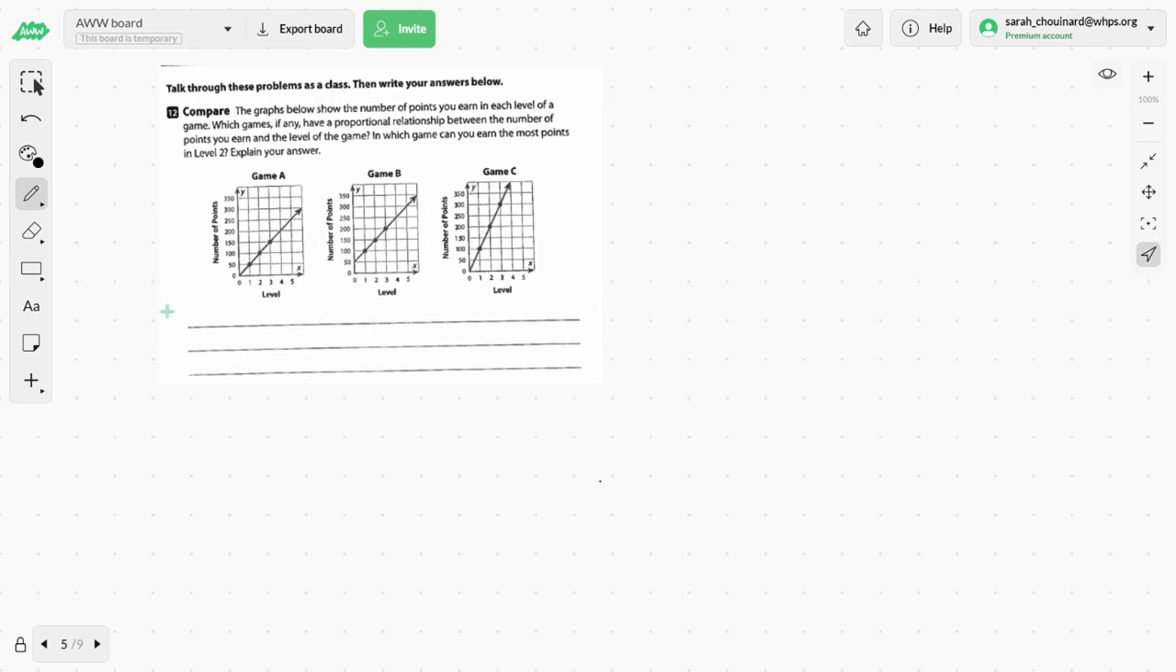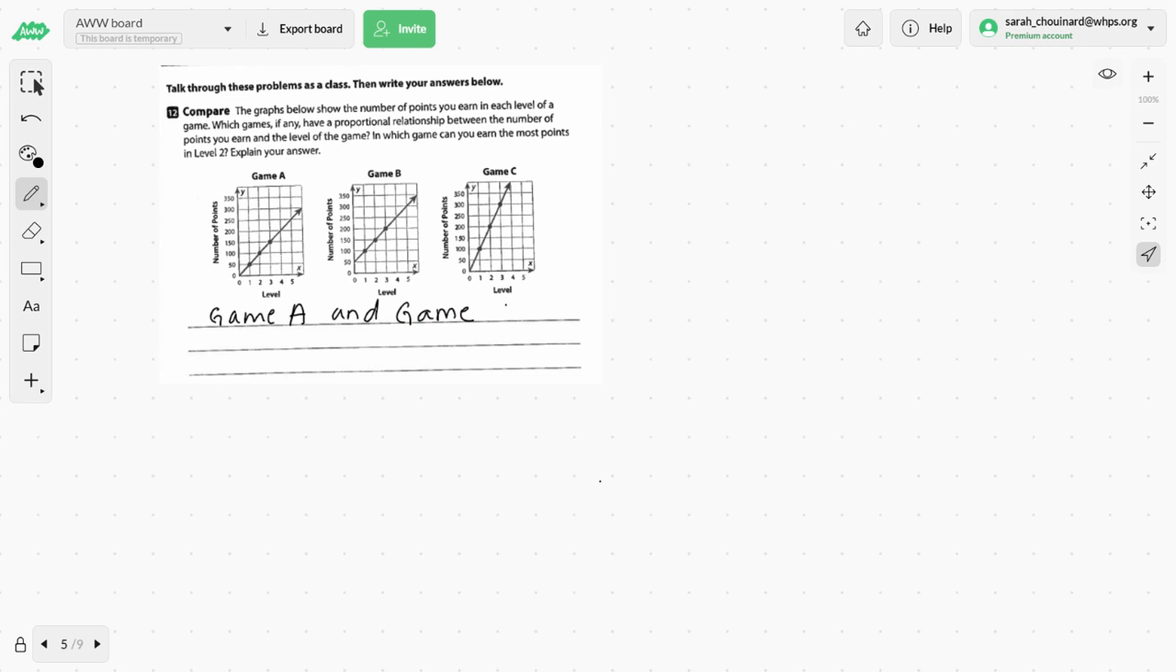So the graphs below are showing the number of points you earn each level, which are proportional, and in which game can you earn the most points in level 2. Game A is proportional. It starts at 0, 0, and it's a linear function. Game B is linear, but it doesn't start at the origin, so that is not proportional. Game C is proportional because it starts at 0, 0, and it's linear.